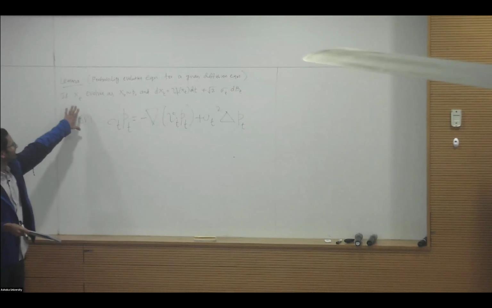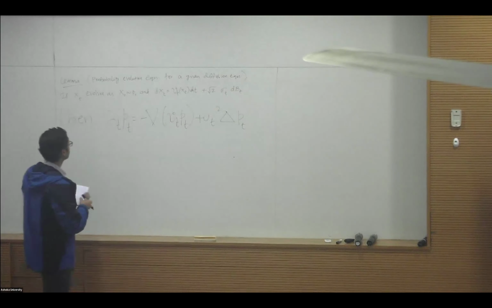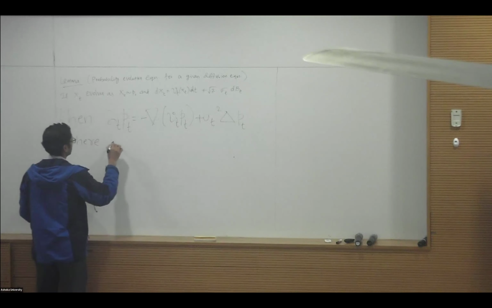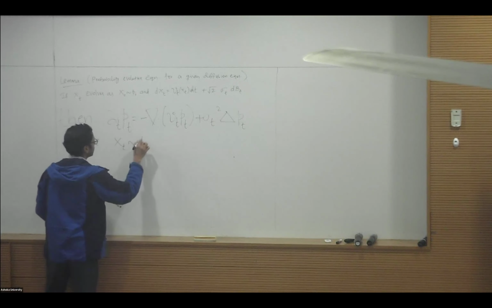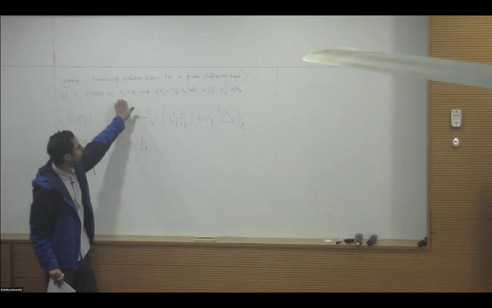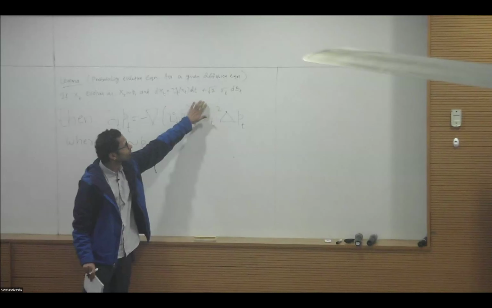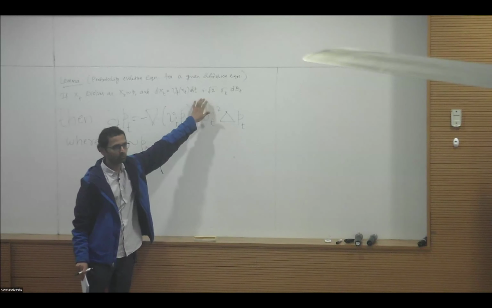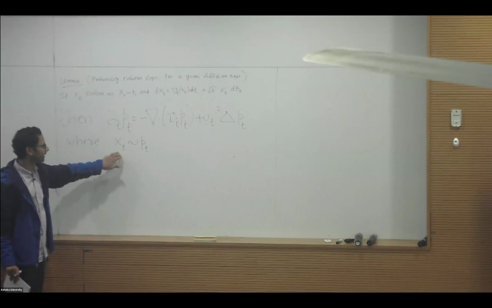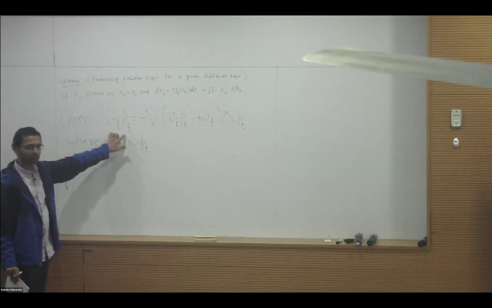So does the statement here make sense? If xt evolves according to this equation, dxt is equal to vt of xt dt plus square root 2 sigma t dBt, then let's look at the probability distribution of xt. Let's denote it by pt, the distribution of xt. Then pt evolves according to this equation.